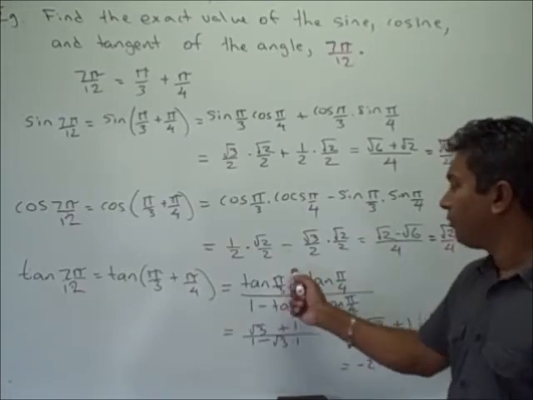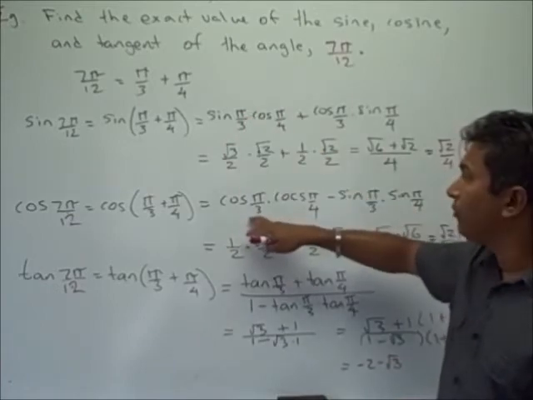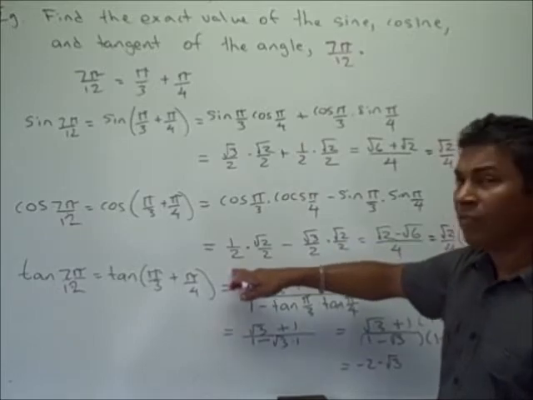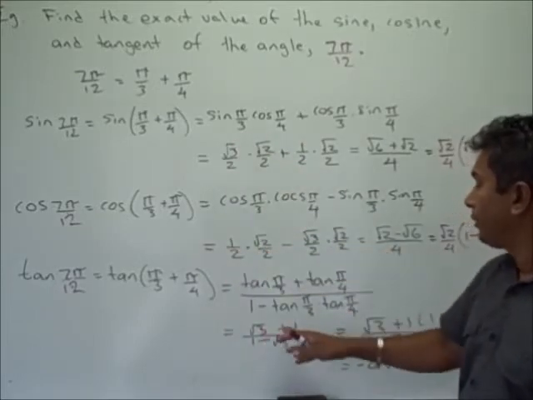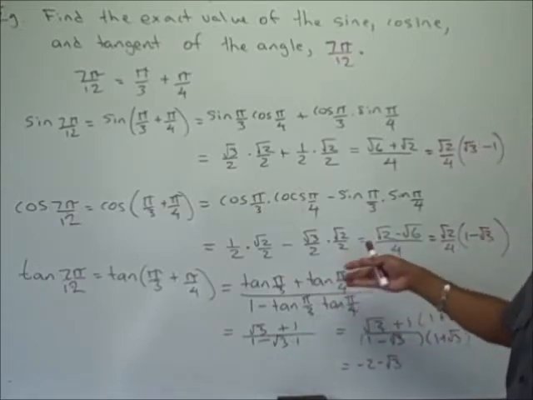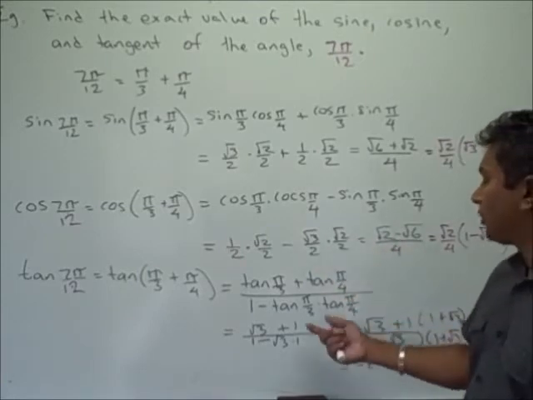We know that tan of pi over 3 is sine of pi over 3 over cosine of pi over 3. So this is the square root of 3 over 2 divided by 1/2, which just reduces to the square root of 3. The tan of pi over 4 is the sine of pi over 4 over cosine of pi over 4, which is the square root of 2 over 2 over the square root of 2 over 2, which just gives us 1.